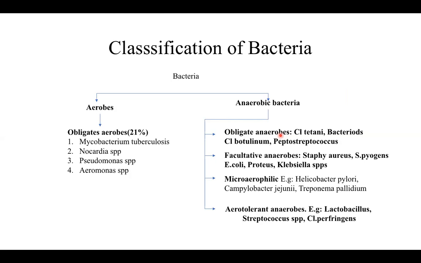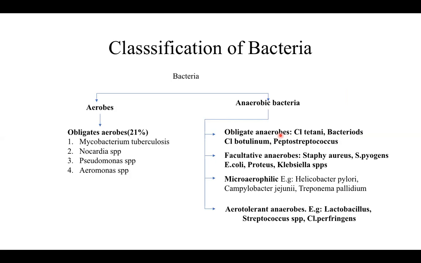Such types of bacteria which can grow in a complete absence of oxygen are known as obligate anaerobes. Examples are Clostridium tetani, Bacteroides, Clostridium botulinum, or Streptococcus.